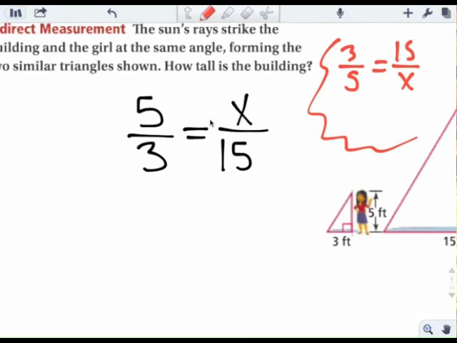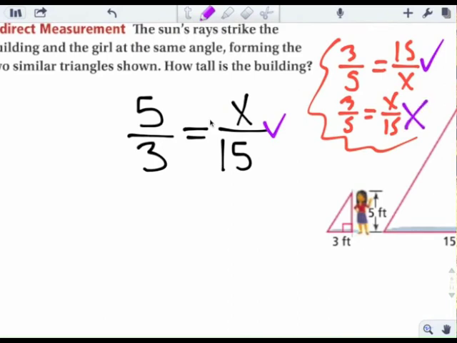However, what would not have been correct would have been something like this. 3 over 5 equals x over 15. So this top one is correct. This one is correct. This one is not correct.